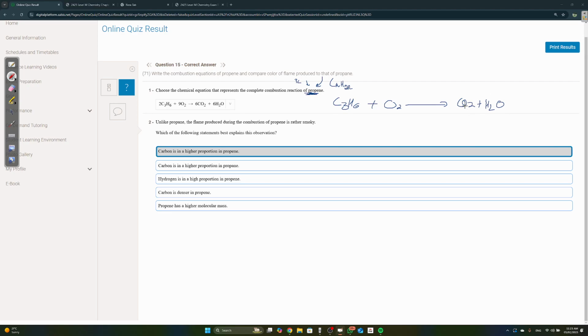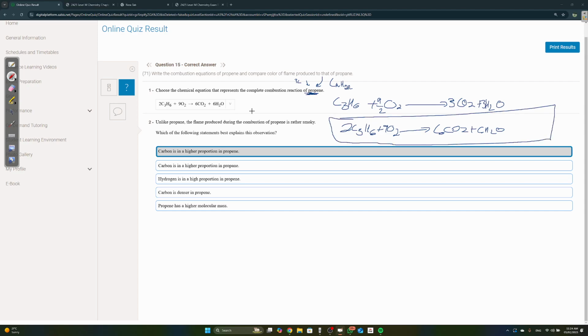What's the first thing you balance? You balance the carbons first, so you put the 3 here. Now we have 6 hydrogens, so put the 3 here. Now you have 6 oxygens and 3 here, so 9. To make this 9, you do 9 over 2, right? But do we see fractions? No, we don't. So we multiply everything by 2: 2C3H6 plus 9O2 to produce 6CO2 plus 6H2O.